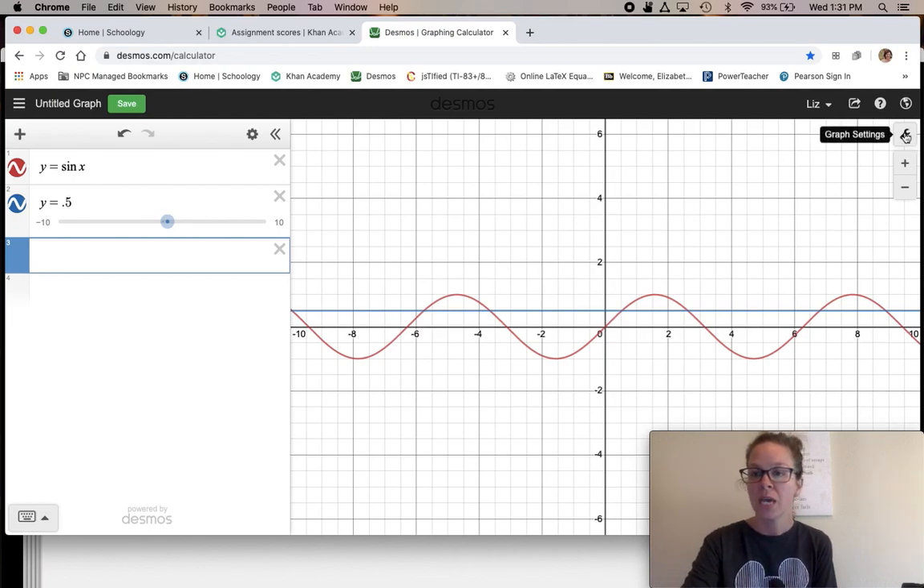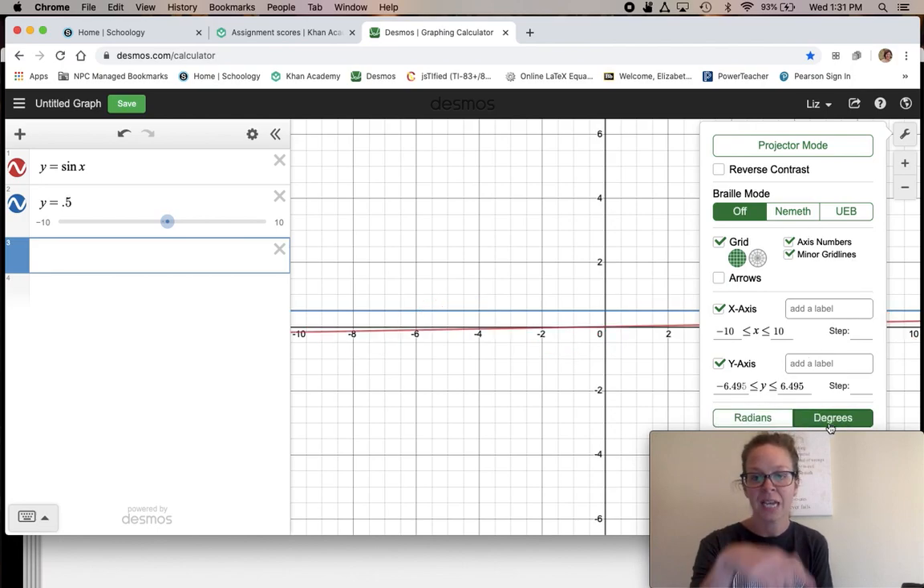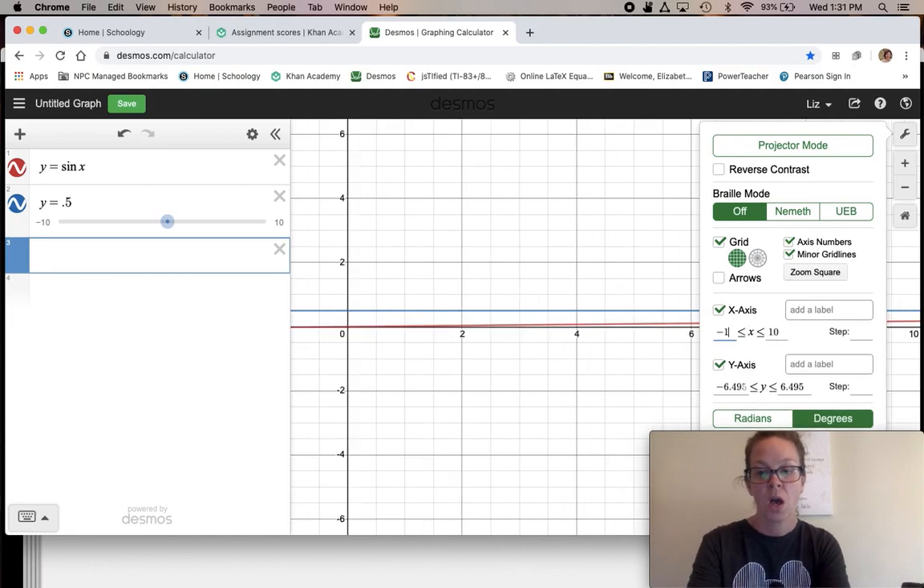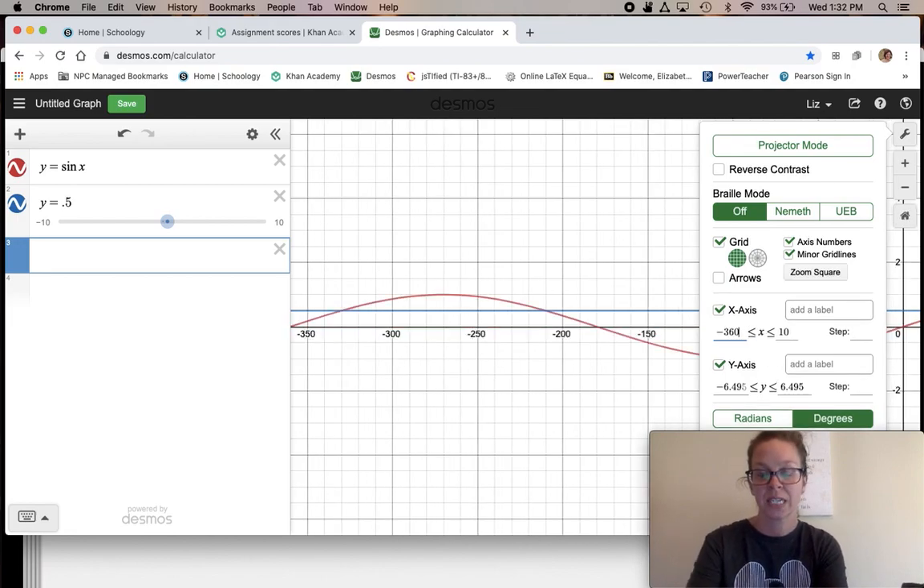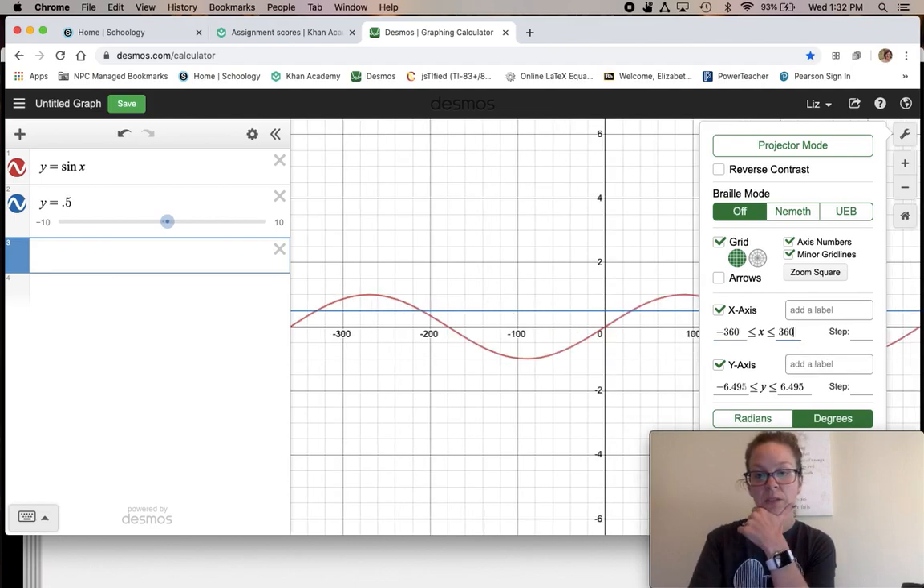The second problem that I have is that this problem was supposed to be done in degrees. So I'm going to go into my settings here and see at the bottom where it says degrees and radians, I need to switch over to degrees, but that's actually really going to mess up my graph quite a bit. It looks totally different now, right? So I'm going to change my x-axis to go from negative 360 out to 360. Okay, now it looks kind of like it used to look.